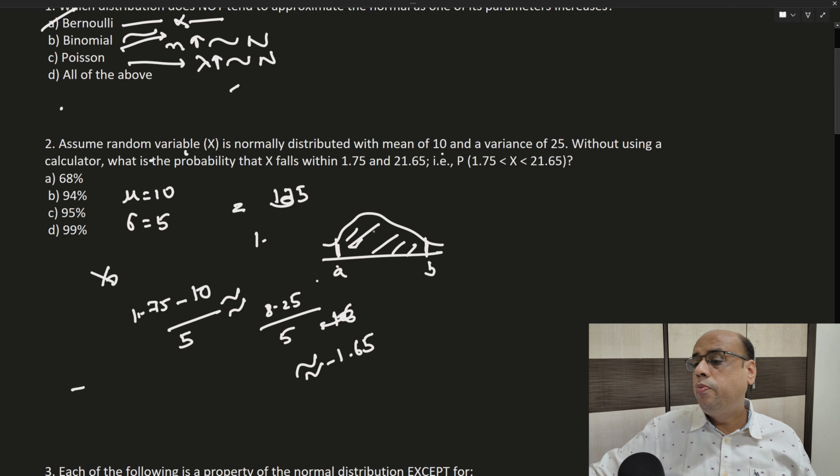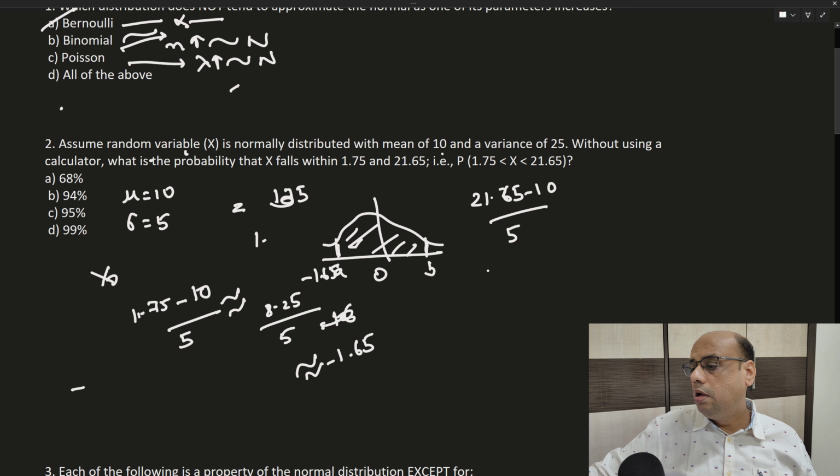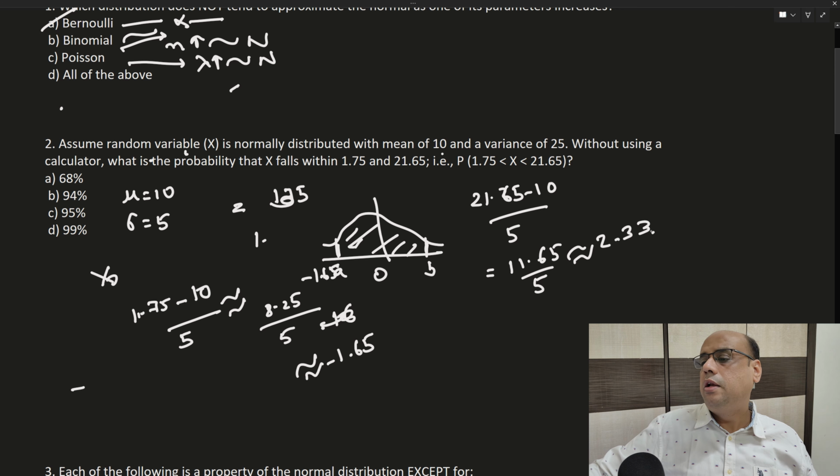Similarly, to find the other end, this is a standard normal, so this is 0, this side is negative, this side is positive. Here we have found minus 1.65. Similarly, the right hand side is 21.65 minus 10 by 5, which is 11.65 by 5. This approximately becomes 2.33.